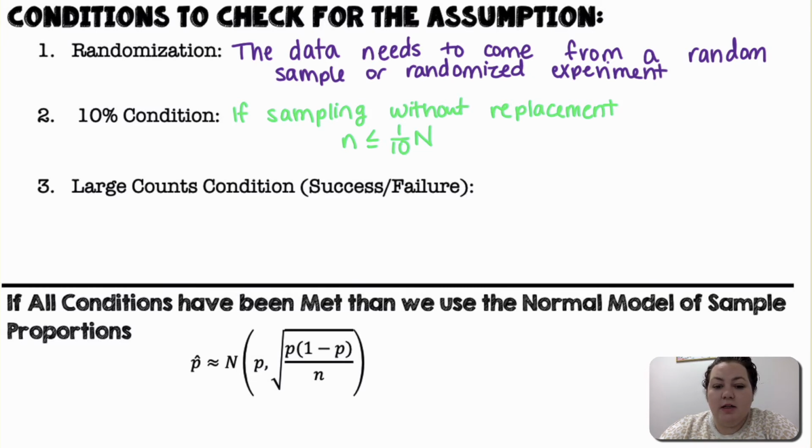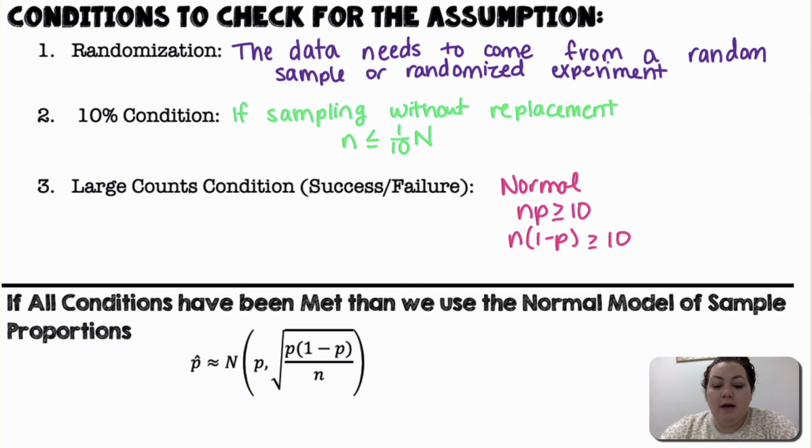And then the large counts condition: I have to have at least 10 successes and at least 10 failures. This is also like our normal condition. N times p has to be greater than or equal to 10, that'd be at least 10 successes. N times 1 minus p has to be greater than or equal to 10, that'd be at least 10 failures.